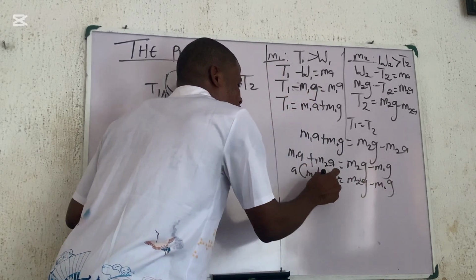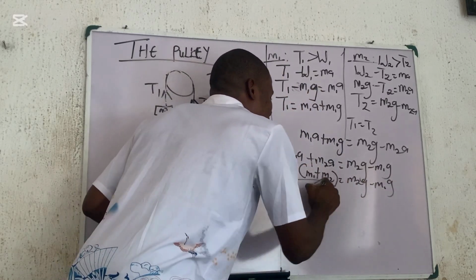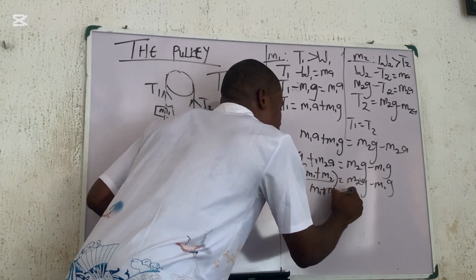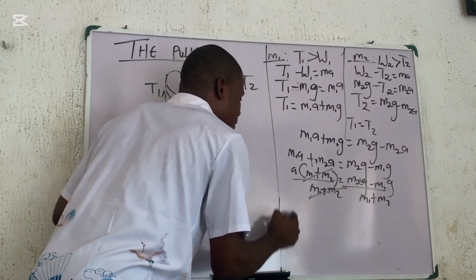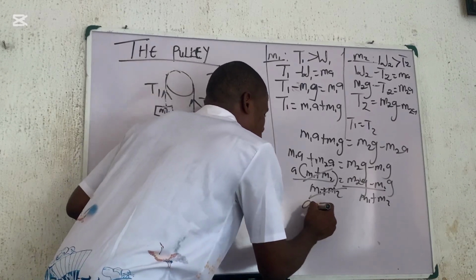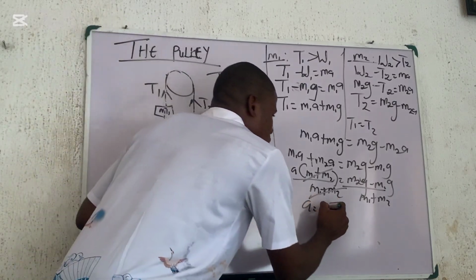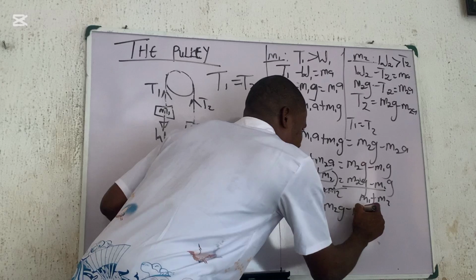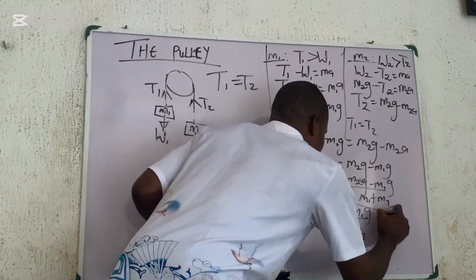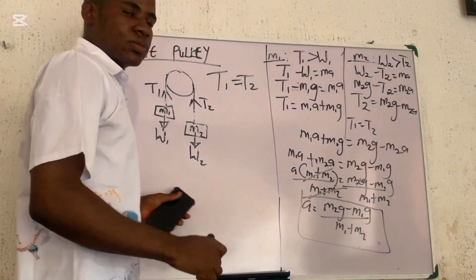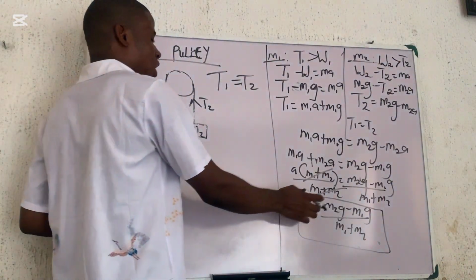Making acceleration the subject of the formula, I will divide both sides by M1 plus M2, all over M1 plus M2. I will cancel here, cancel here. So finally, the formula for the acceleration of this system is equal to M2G minus M1G, all over M1 plus M2. You see this formula that I have over here? You don't play with it.